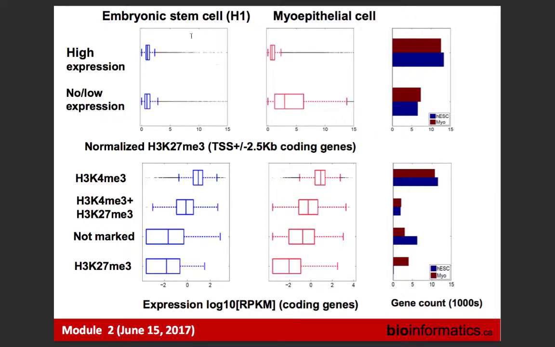And here I plot both embryonic stem cells, H1, and breast myoepithelial basal cells. And you can see that the pattern is slightly different, that, for example, not marked here and here are different. When we look at the number of promoters, in myoepithelial we have many more promoters marked by H3K27me3 exclusively, while in H1 we mostly have bivalent promoters. It's a known phenomenon that during differentiation those bivalent promoters are resolved into either repressed or active. So they lose their bivalency and they resolve.